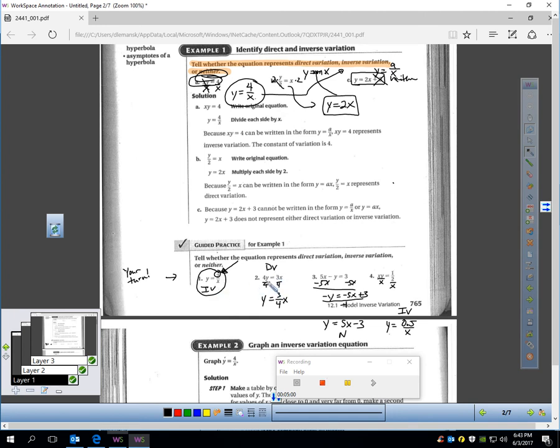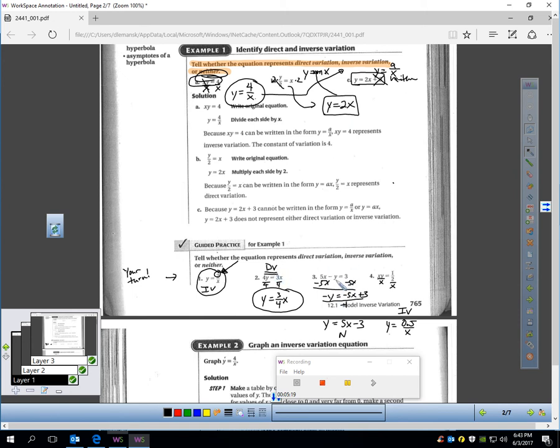Number 2, I got to get y by itself. I'll divide by 4, and I get y equals 3/4 x. Now this looks like slope-intercept form, and b equals 0. This is definitely directly varying. That's why I put DV for that one.